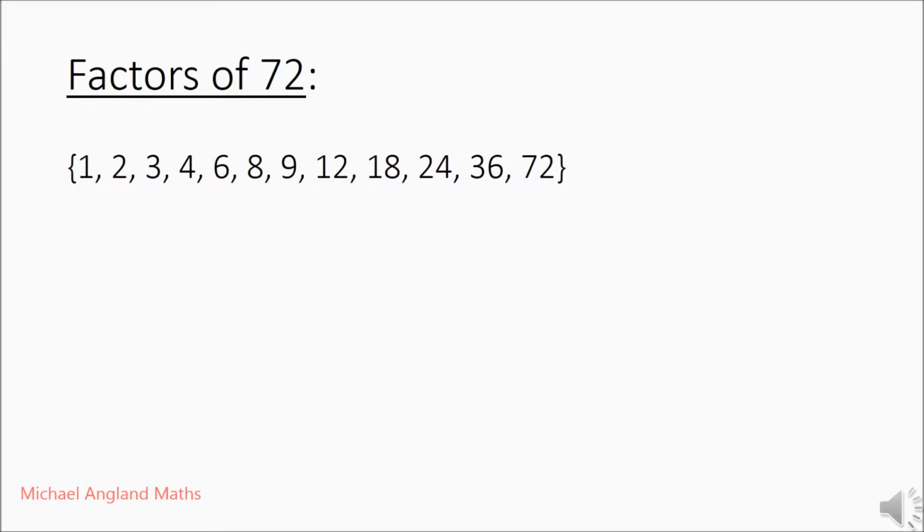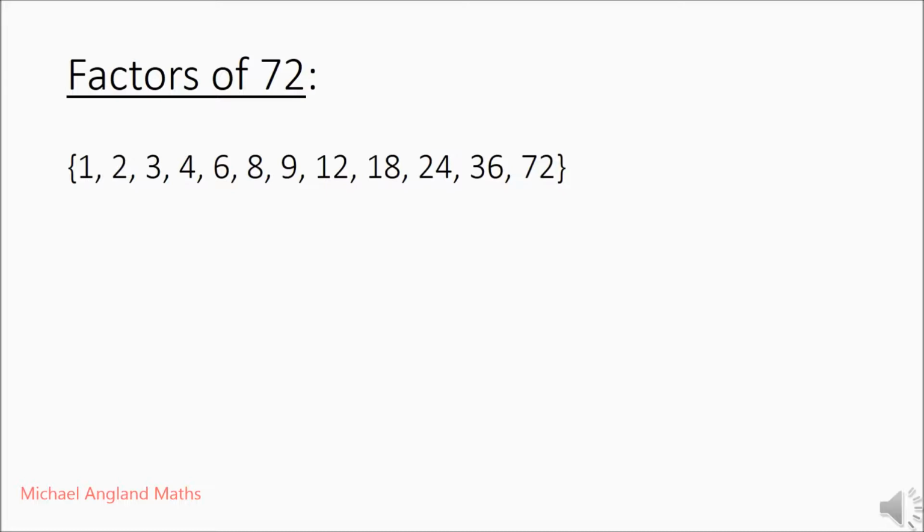So here are the factors of 72. 1, 2, 3, 4, 6, 8, 9, 12, 18, 24, 36, and 72. Or another way to do this is to pair them up. 1 times 72, so 1 and 72, 2 and 36, 3 and 24, 4 and 18, 6 and 12, and 8 and 9. Notice that when we find the factors of a number, we only need to go up to the square root of that number. If we're pairing factors, then we've found everything we need.